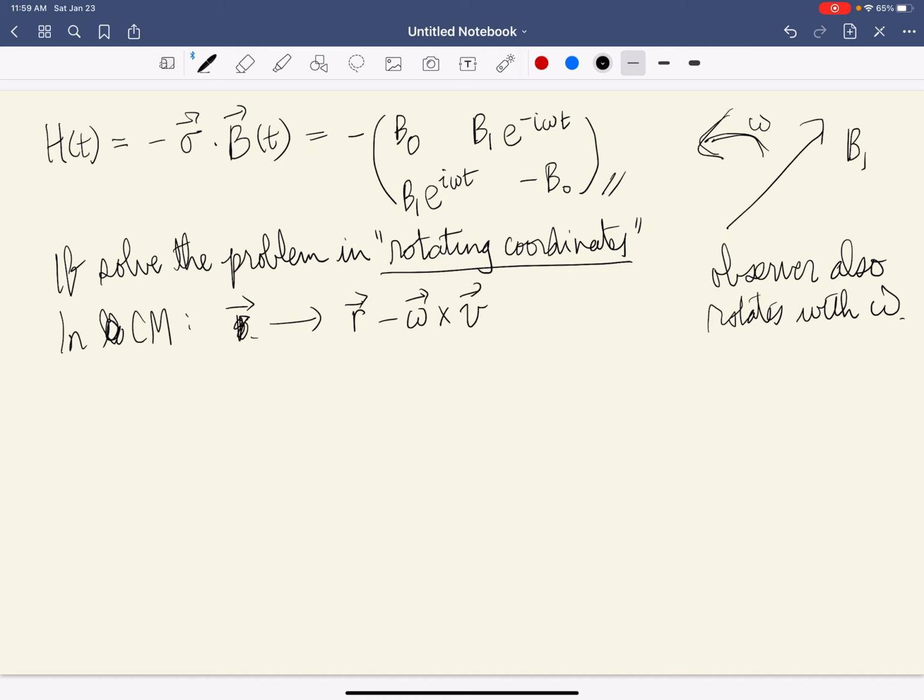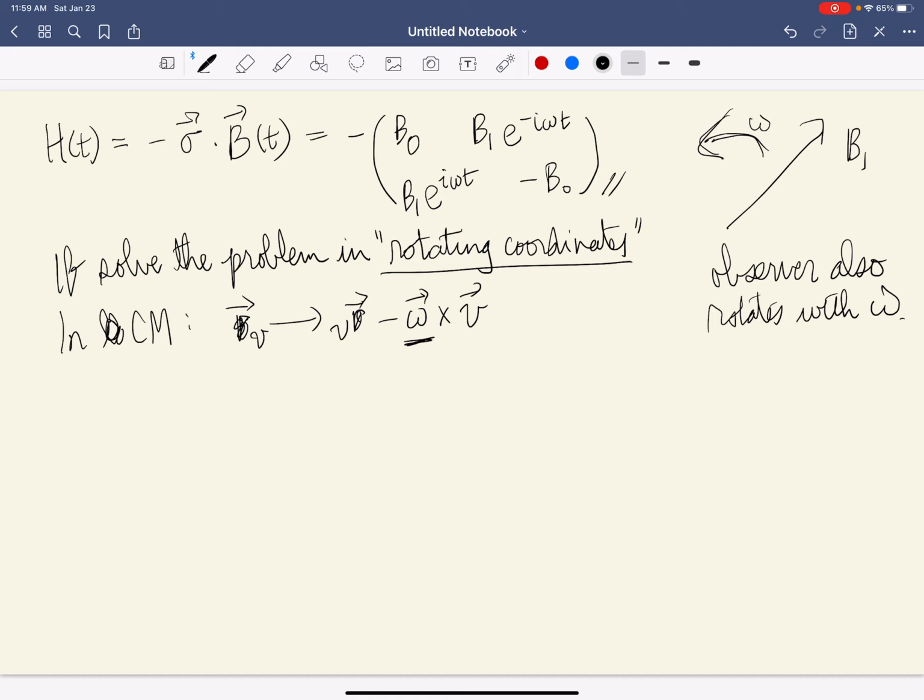Sorry, I think this is V. Yeah. So there's this change in the definition of the velocity, because now the velocity appears to be different to an observer who is rotating with this angular velocity vector. And there must be a similar way to implement the rotating coordinate frame.